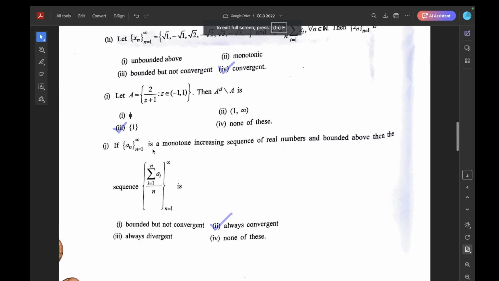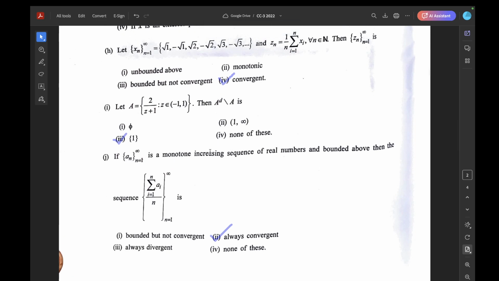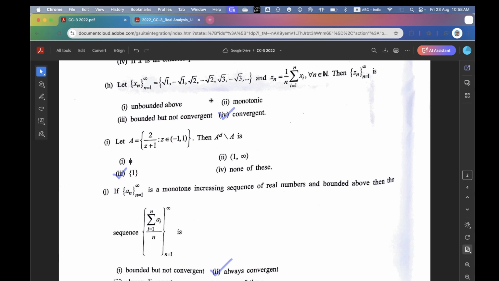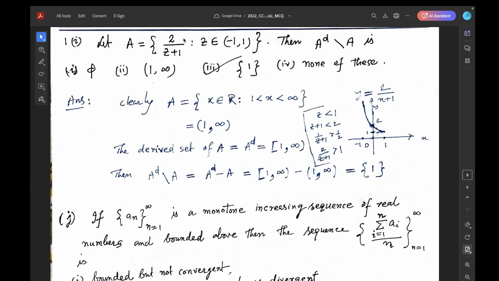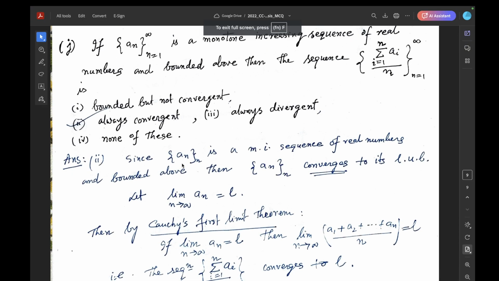Next question J. If the sequence an is a monotone increasing sequence of real numbers and bounded above, then the sequence of the sum of the first n terms divided by n is always convergent. Now, the sequence an is a monotonic increasing sequence of real numbers and bounded above. It is given that, hence the sequence converges to its least upper bound.